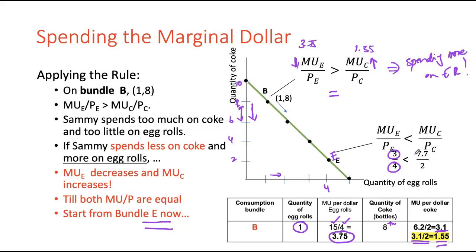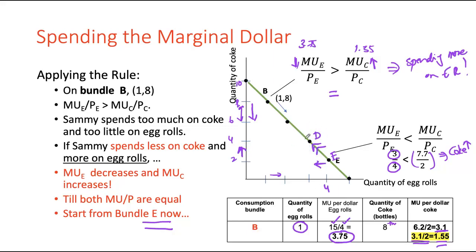And in this case, our right hand side is bigger, or the per dollar satisfaction from Coke is higher than the per dollar satisfaction from egg rolls. So now I should be spending more on Coke. My consumption of Coke should go up. So if you're in a bundle like E, a rational consumer now will spend more on Coke and less on egg rolls. So you're moving towards a bundle like D.